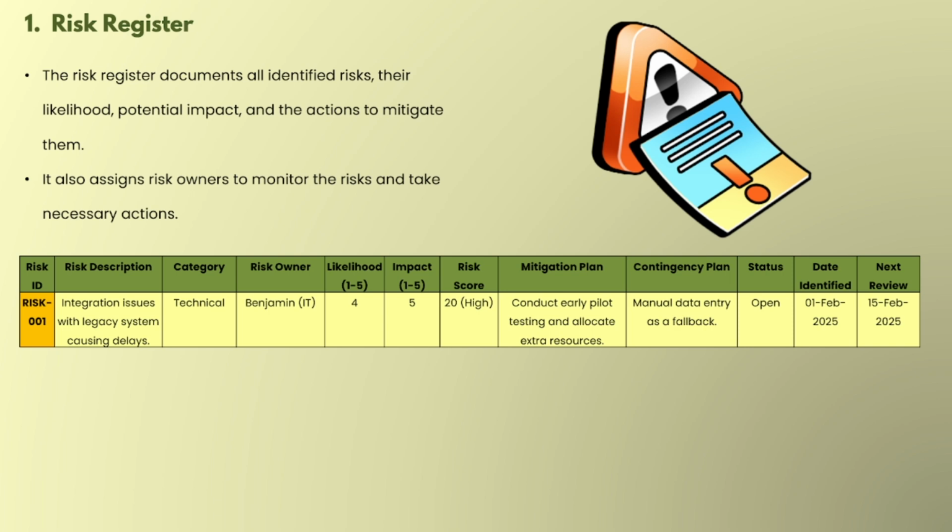Then the status of this risk means the current state, whether it is open, closed, or being monitored. So this risk is open. Then date of identification. It was identified on 1st Feb of 25, and the next review will be on the 15th Feb of 25, where we will check the risk again to update its details. So in this way we can say that the risk register is created. We will see the detailed risk register, no need to worry.